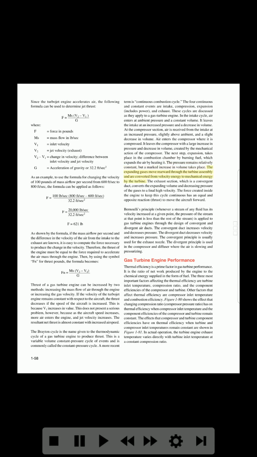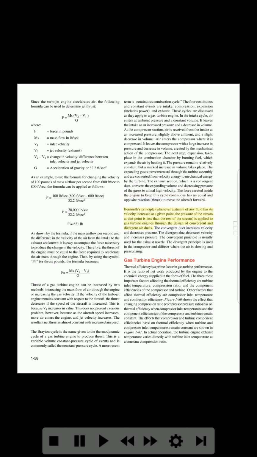The expanding gases move rearward through the turbine assembly and are converted from velocity energy to mechanical energy by the turbine. The exhaust section, which is a convergent duct, converts the expanding volume and decreasing pressure of the gases to a final high velocity. The force created inside the engine to keep this cycle continuous has an equal and opposite reaction, thrust, to move the aircraft forward.